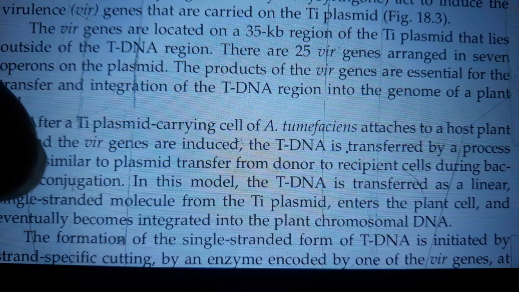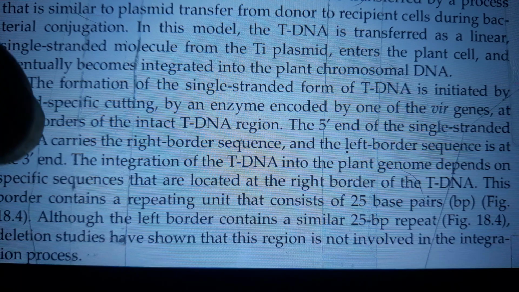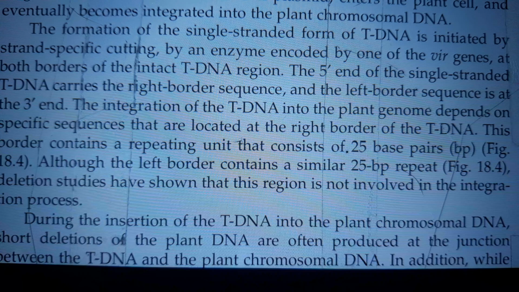of a plant cell. After a Ti plasmid-carrying cell of A. tumefaciens attaches to a host plant cell and the vir genes are induced, the T-DNA is transferred by a process that is similar to plasmid transfer from donor to recipient cells during bacterial conjugation. In this model, the T-DNA is transferred as a linear single-stranded molecule. The T-DNA enters the plant cell and eventually becomes integrated into the plant chromosomal DNA.